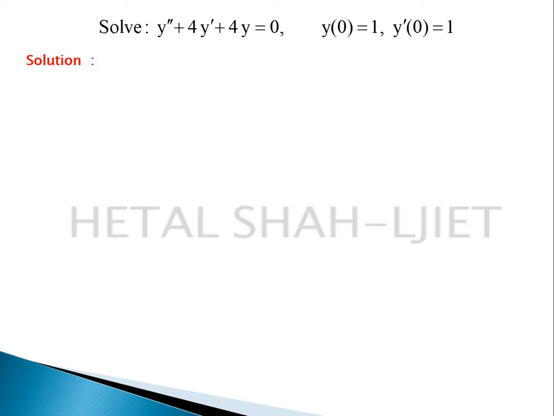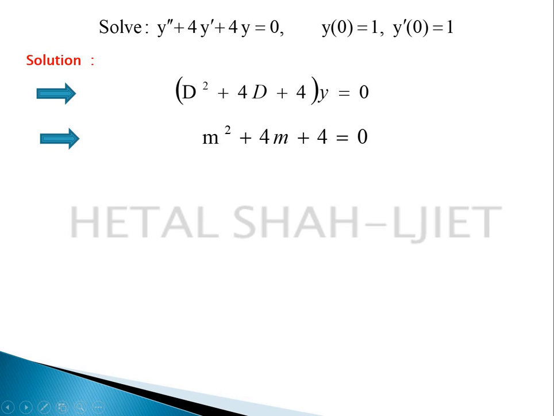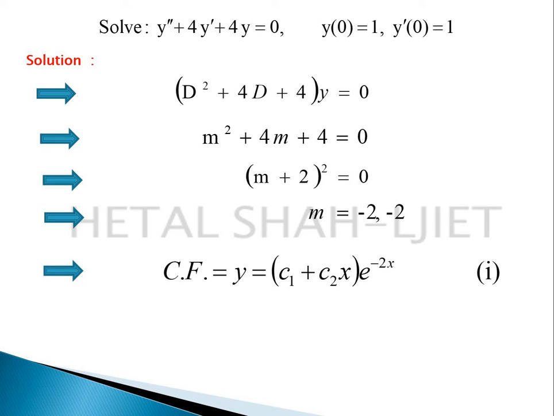For this example, y double dash is d square y by dx square, and y dash is dy by dx. So we can write this equation in the form of (D square plus 4D plus 4) y equal to 0. So our auxiliary equation is m square plus 4m plus 4 equal to 0, and (m plus 2) the whole square is equal to 0. So roots are m equal to minus 2, both real and repeated. Again, as per case 2, the complementary function CF is y equal to (C1 plus C2x) e raised to minus 2x.